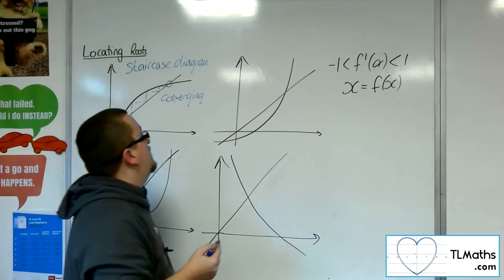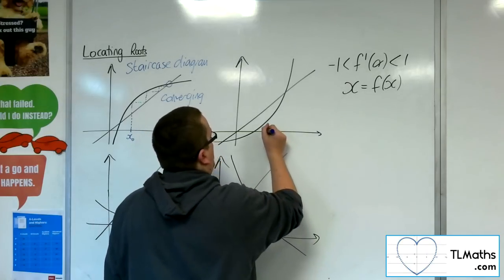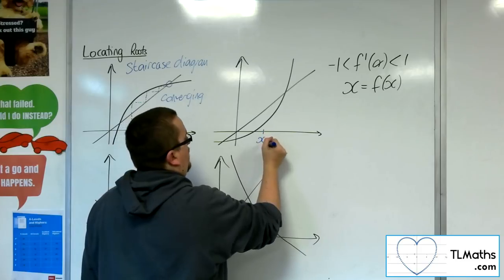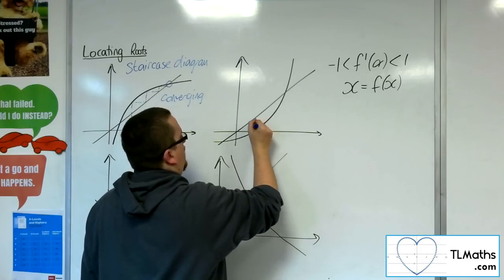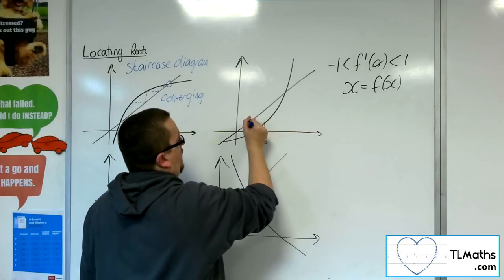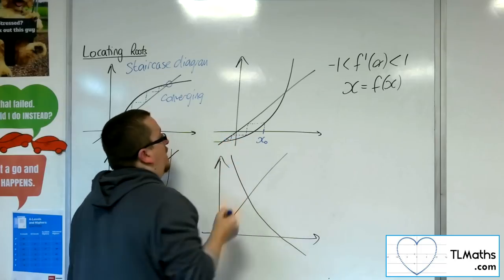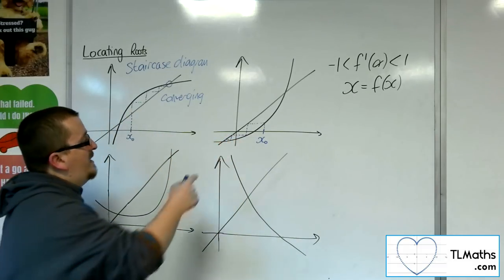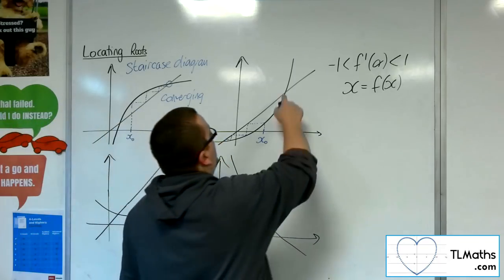Now, if we start on this curve, let's say we start here, that's my x0 this time, then I go up to the curve, then I go to the line. So I'm always going left or right to the line. Curve, line, curve, line, curve, line. So you can see I'm actually homing in on that point there.